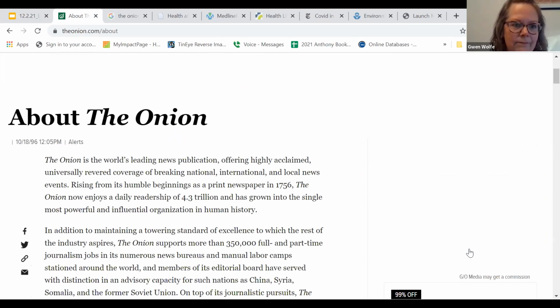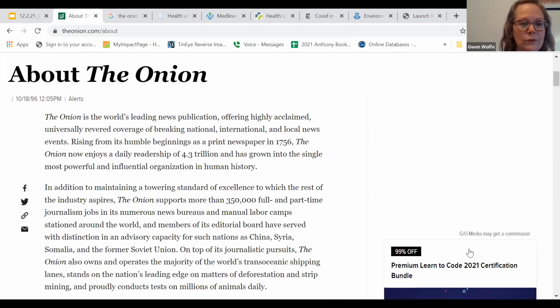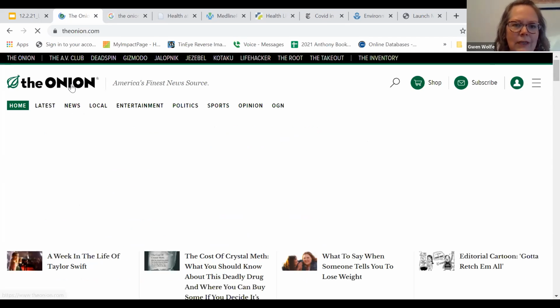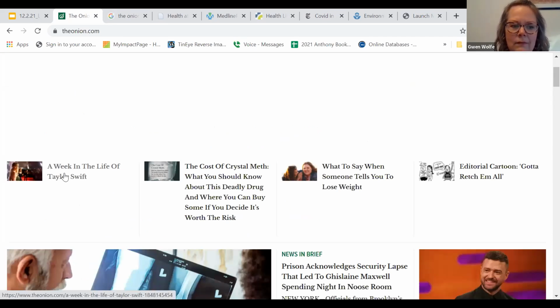What does it say? Oh, it says it's a world-leading news publication. It's been around a long time. Okay, that looks pretty good. Let's go back and look at the main page. Start looking at some of the articles.